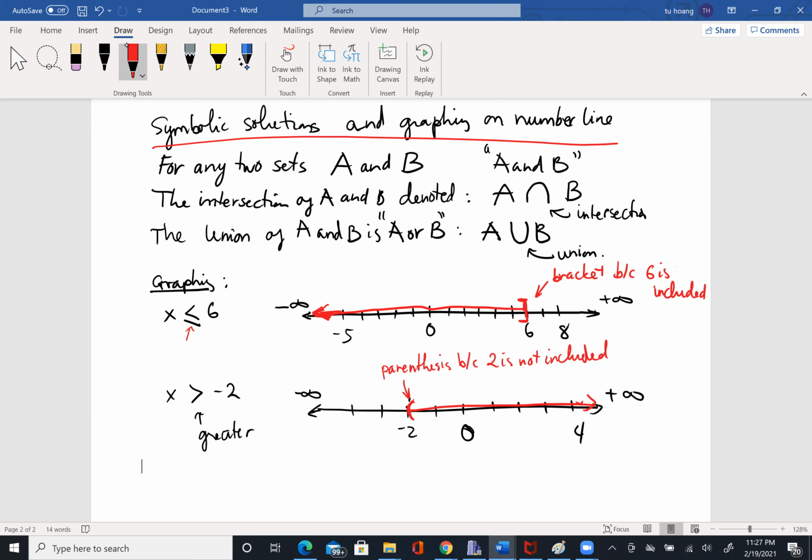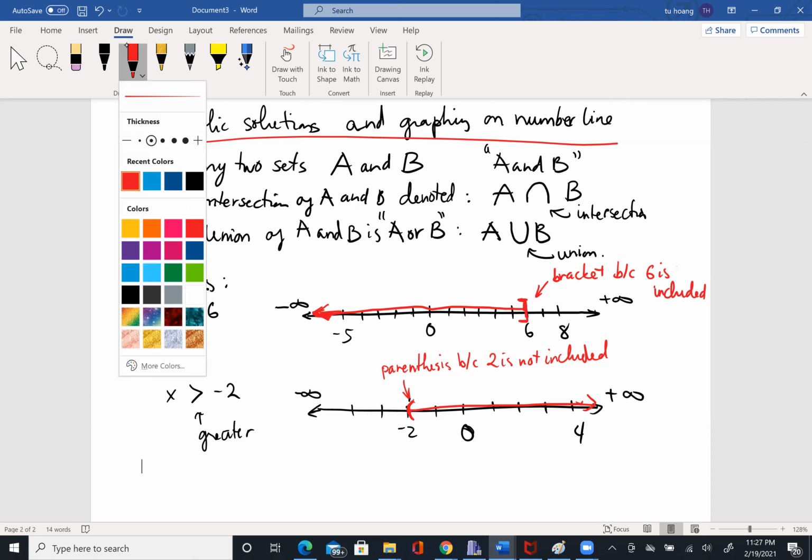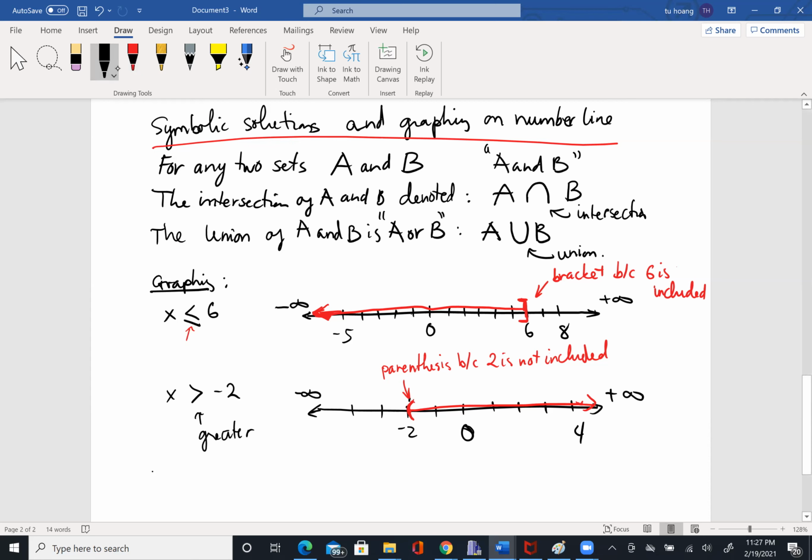Okay, now I will have a compound inequality, right? A compound inequality, say x less than or equal to 6 and x greater than -2.